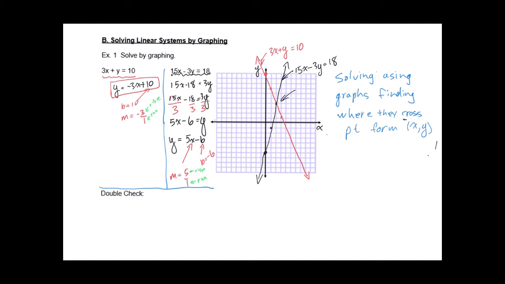And the point of intersection is, well, in this case, it's going to be 2 and 4. So in order to double check, you take a look at each of the equations and you check to make sure that the left side and right side both work with x equals 2 and y equals 4. And now what I'd like you to do is the check for the other equation.